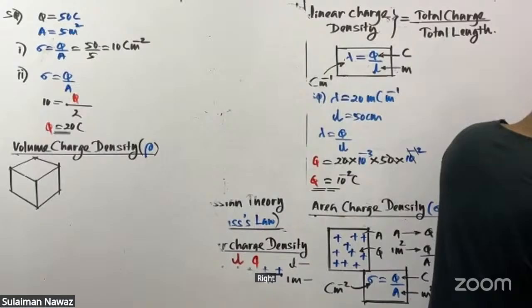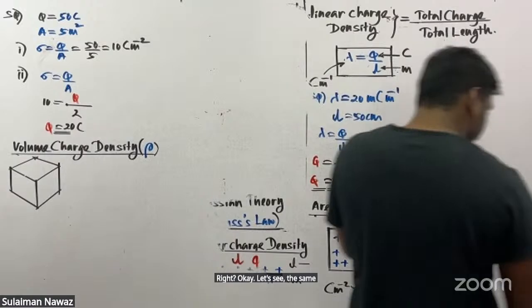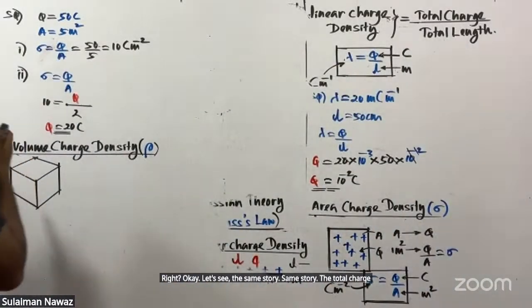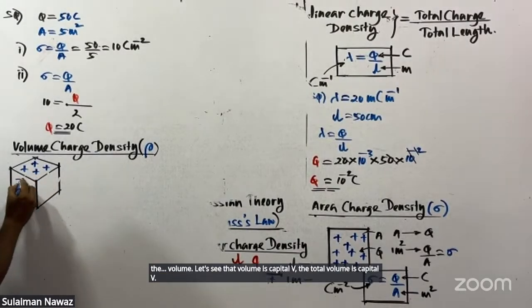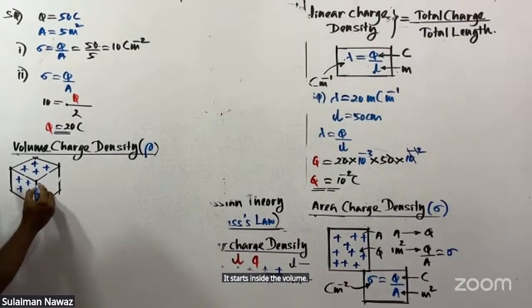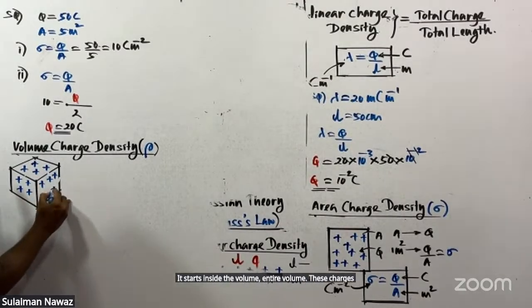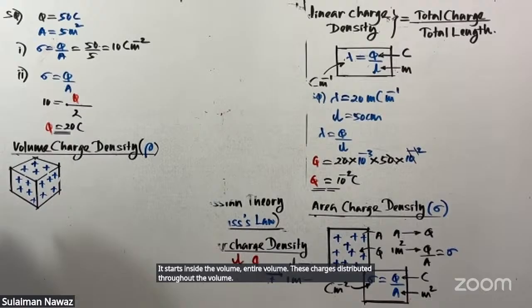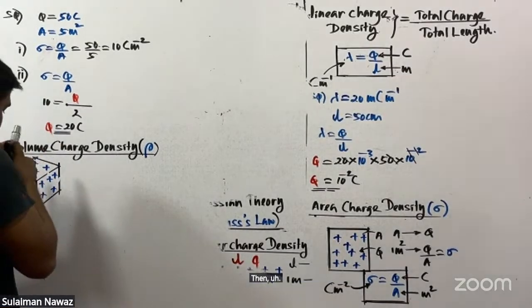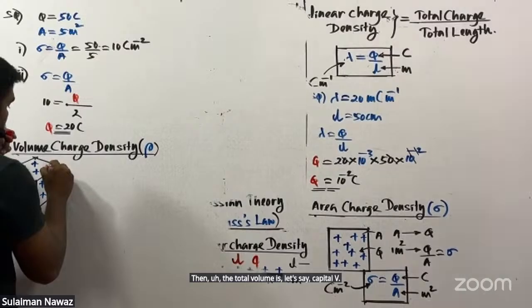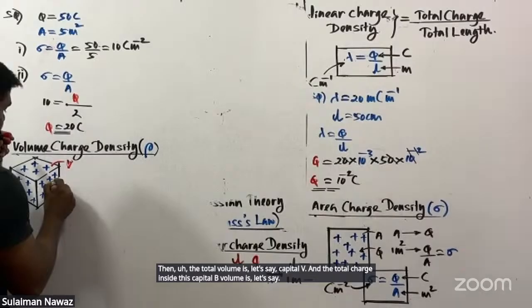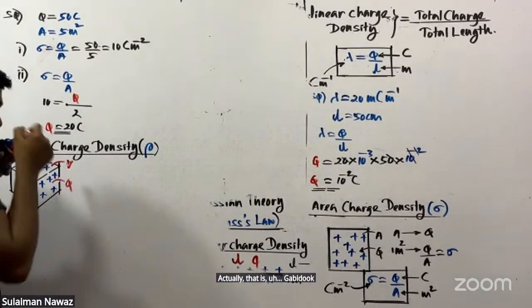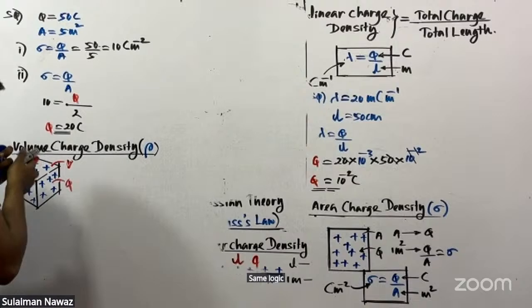Right? Okay. Same story. The total charge inside the volume. Let's say the total volume is capital V. This charge is distributed throughout the entire volume. The total charge inside this capital V volume is, let's say, capital Q.